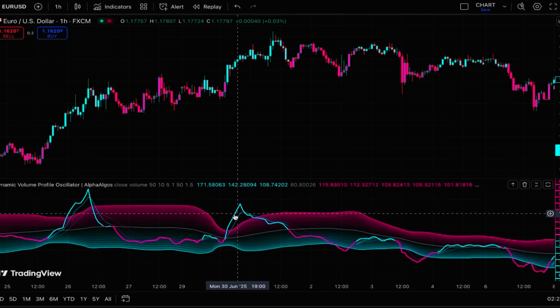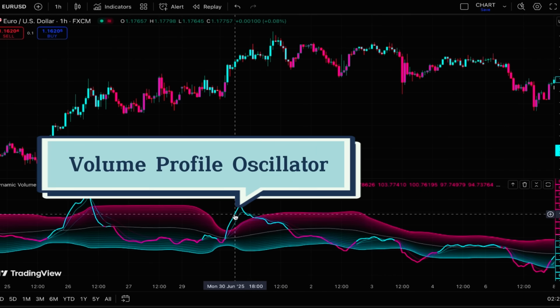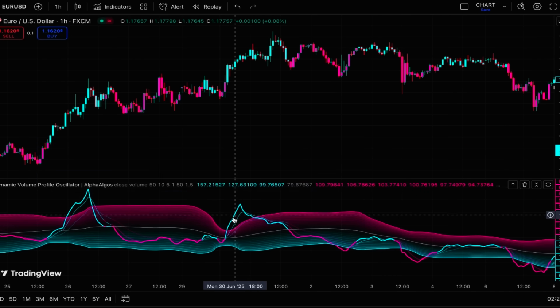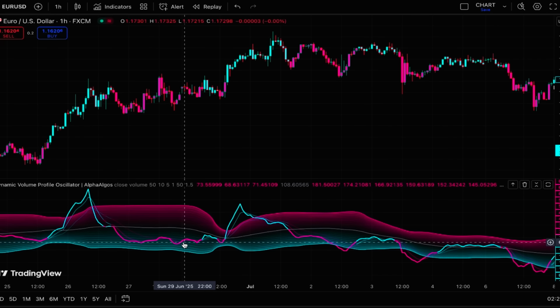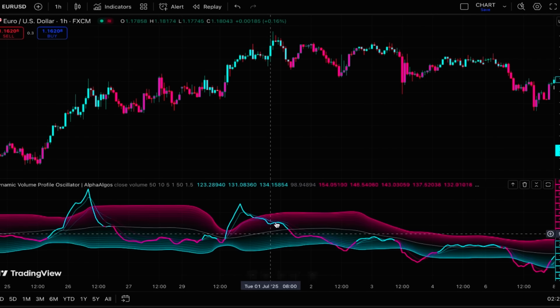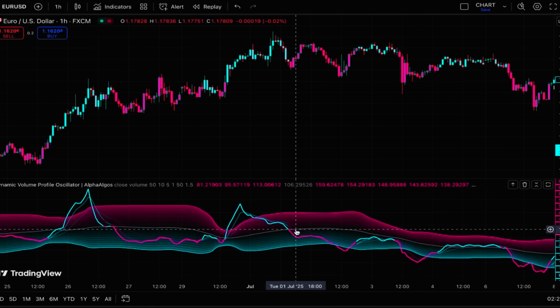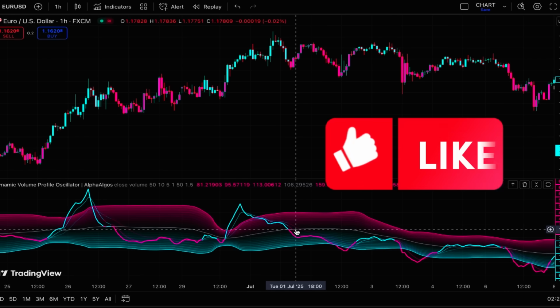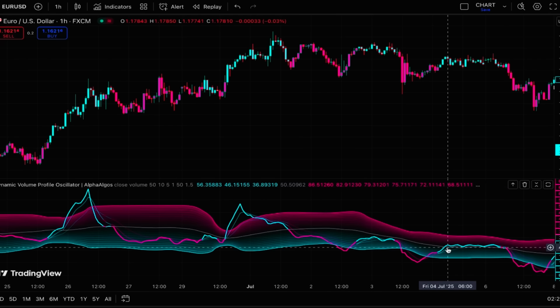Alright, this line here is the volume profile oscillator, and you can see that it changes color between blue and pink depending on the direction of the market. This volume profile oscillator moves above and below the center line, which is an adaptive center line, meaning it is not fixed, and depending on the volatility of the market, it also goes up or down, and this gives us a better and more accurate picture of the price movement in the market.